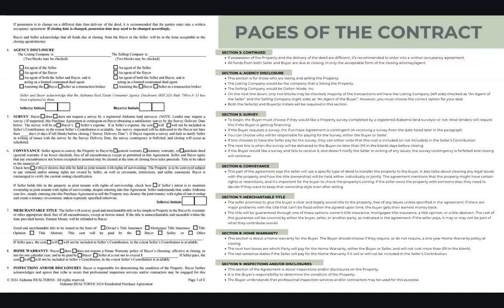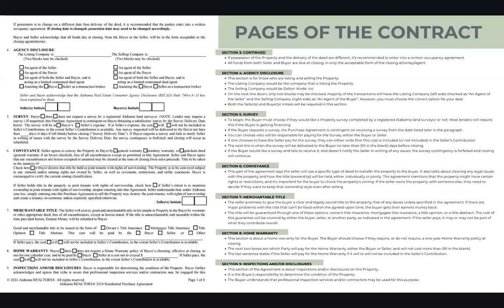This part says that the seller will use a specific type of deed to transfer the property to the buyer. It talks about clearing any legal issues with the property and how the title or ownership will be held. The agreement mentions that the property might have certain rights or restrictions, and it's important for the buyer to check the property's zoning. If the seller owns the property with someone else, they need to decide if they want to keep that ownership style even after selling.